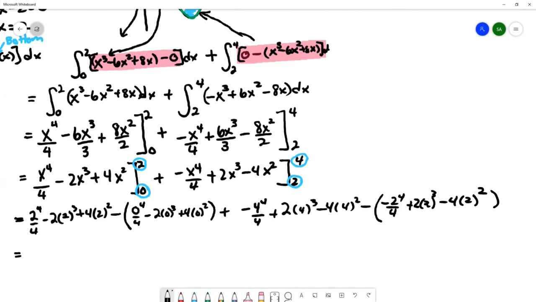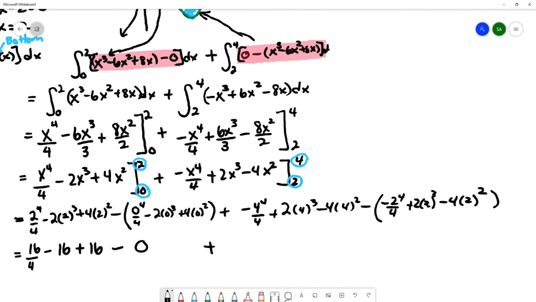We've got a lot of arithmetic to keep track of, so we'll take our time. 2 to the 4th, 2 times 2 is 4, times 2 is 8, times 2 is 16. So we have 16 over 4 minus 16, 2 times 2 cubed. 2 cubed is 8, times 2 is 16. 2 squared is 4, 4 times 4 is 16. All of that stuff in the parentheses is 0, so that's minus 0.